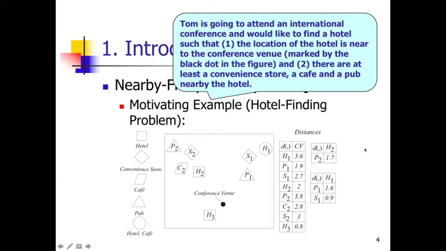Now, Tom is going to attend an international conference and would like to find a hotel such that the location of the hotel is near to the conference venue marked by the black dot in the figure. And secondly, there should be at least a convenience store, a cafe, and a pub near the hotel. Although there are many existing works on spatial keyword queries, none of them could find the desired result for Tom.